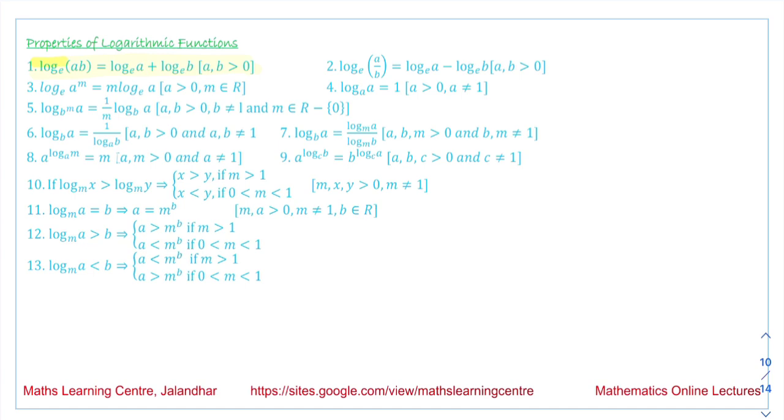First is that log to the base e of a into b is equal to log to the base e a plus log to the base e b. So we are saying if two numbers are in a product over here, then these two numbers can be separated like this, and it is log a plus log b. Similarly, if it is log a by b, then it is log a minus log b. Next, if there is a power, log a raised to the power m, then this power comes here and it becomes m log a.